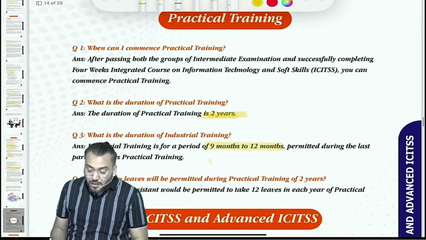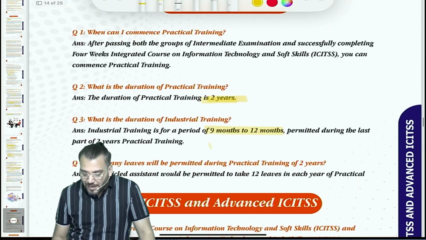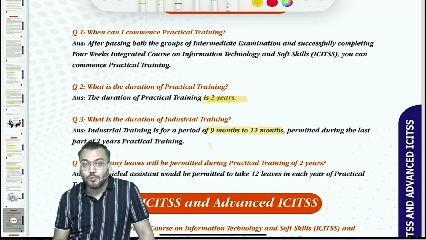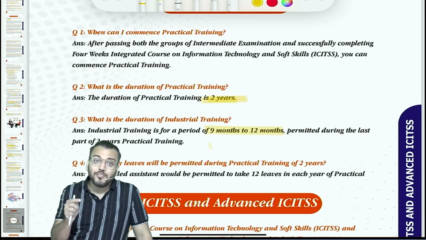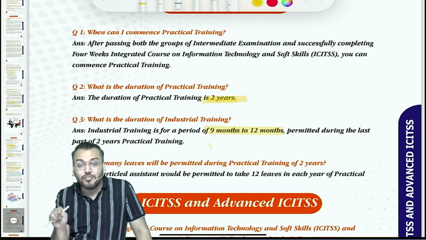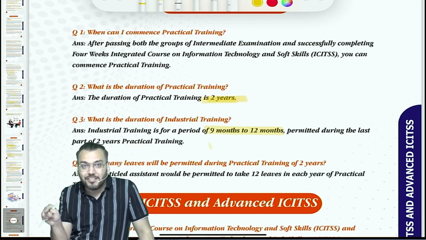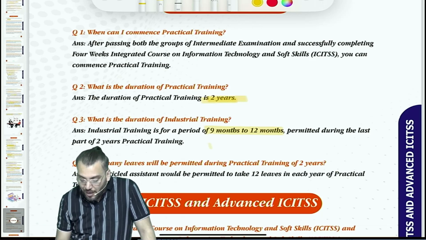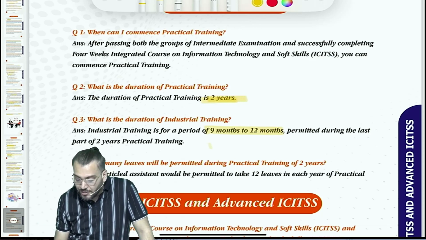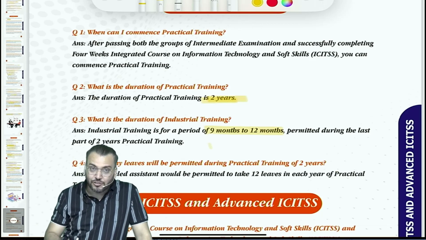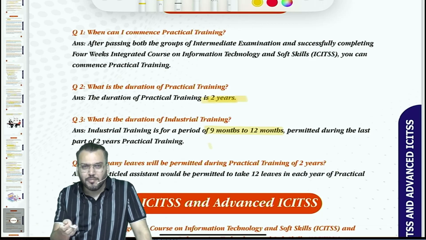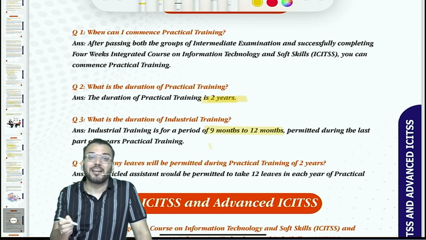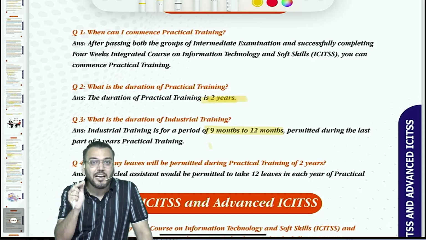Yeah. Now coming to practical training. Of course, there are changes in practical training. After passing both the groups of the intermediate examination, now you need to pass both the groups of the intermediate examination to start practical training. So you need to pass group 1 as well as group 2, then only you can start your articleship. After passing both groups of the intermediate examination and successfully completing 4 weeks of the integrated course on information technology and soft skills, you can now commence practical training. This is the requisite for joining articleship.